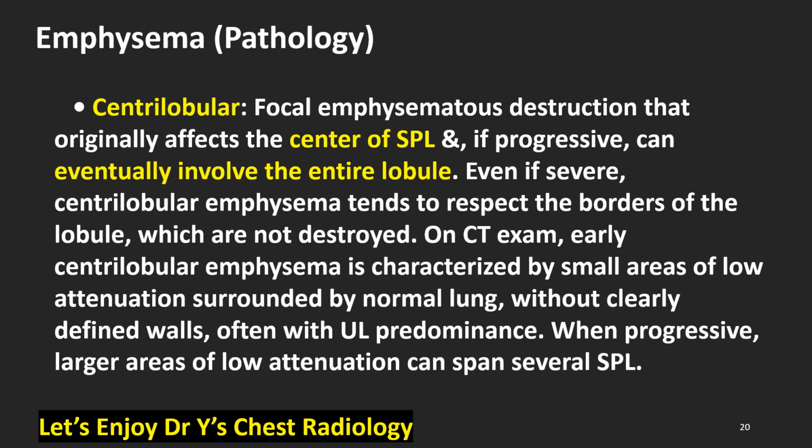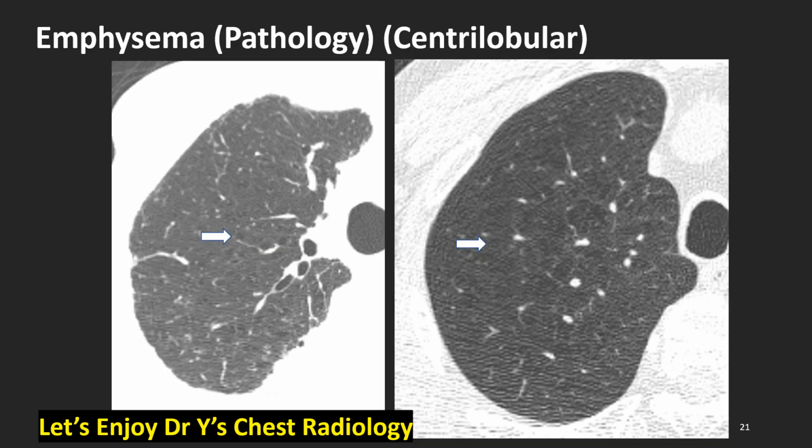Early centrilobular emphysema is characterized by small areas of low attenuation surrounded by normal lung, without clearly defined walls, often with upper lobe predominance. When progressive, larger areas of low attenuation can span several secondary pulmonary lobules. Emphysema pathology, centrilobular. Arrows indicate the centrilobular emphysema.